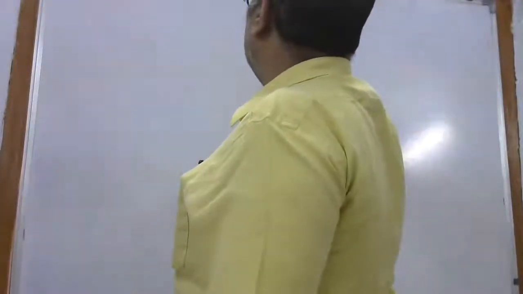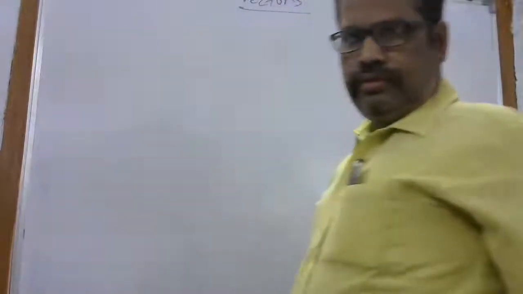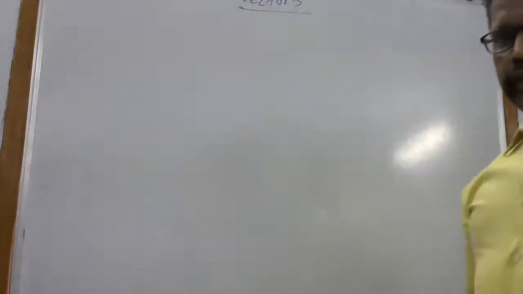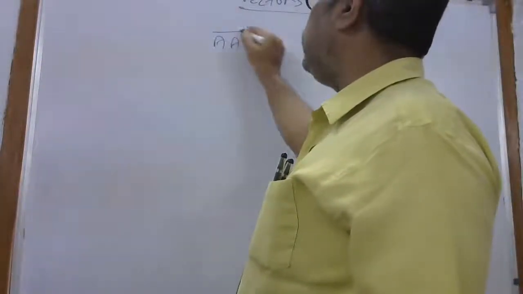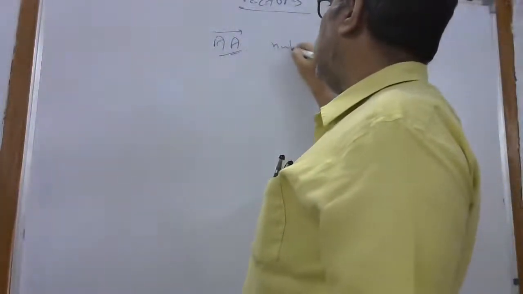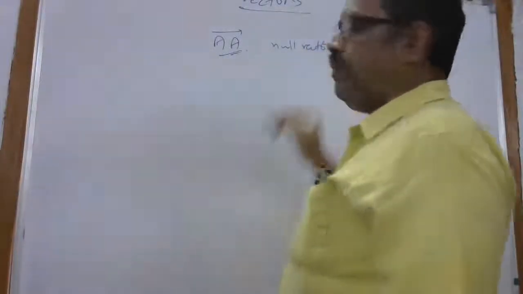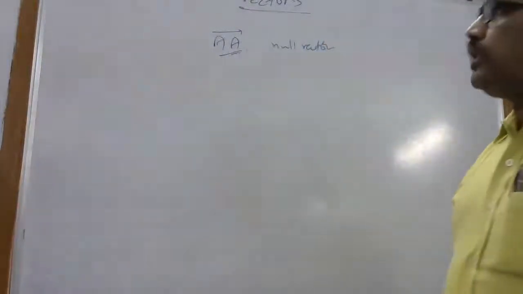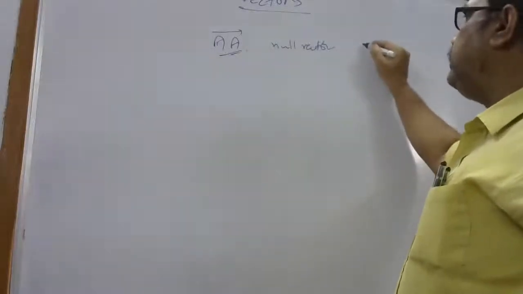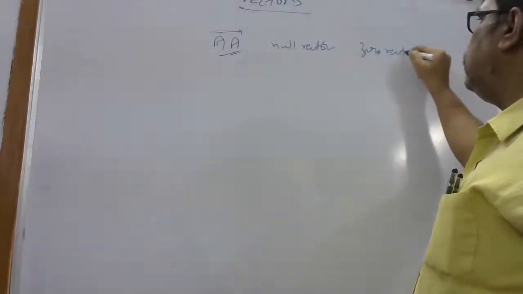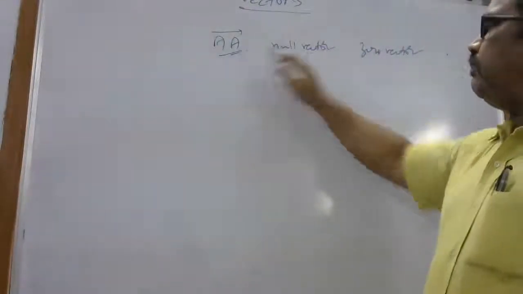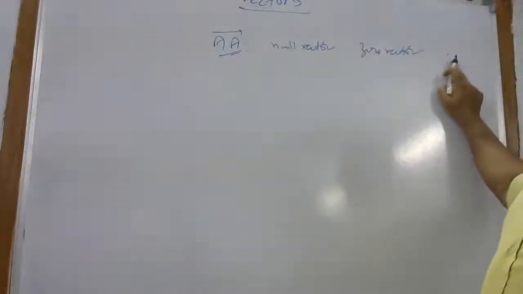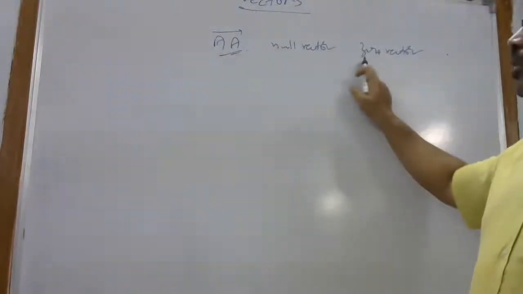Okay, now we'll continue. Vectors. Yesterday we saw what a null vector is. A null vector means the initial and terminal points are the same. Or this is called a zero vector. Or this is a point, because the initial point and the final destination are the same. So it's a point vector. Zero vector, null vector, point vector.